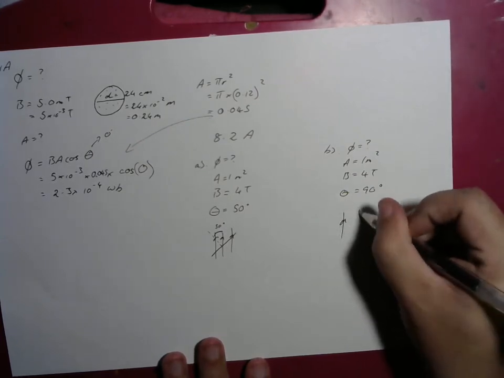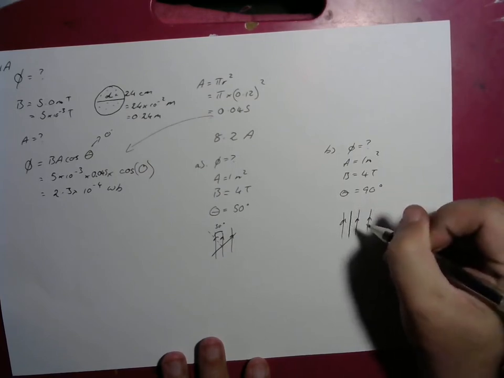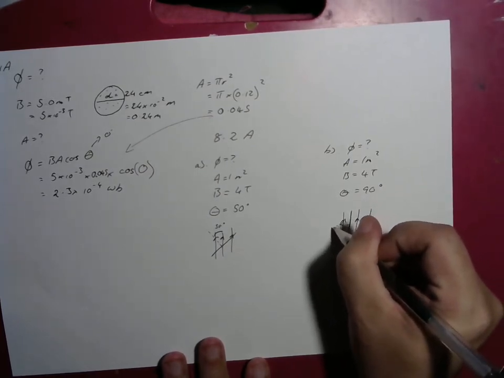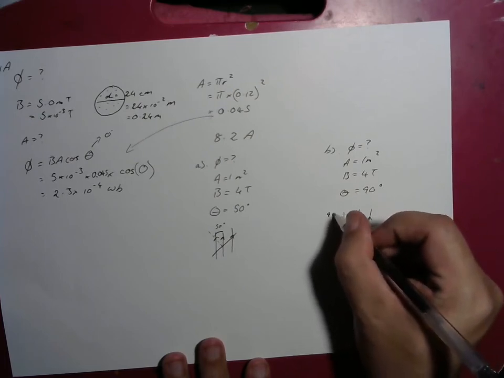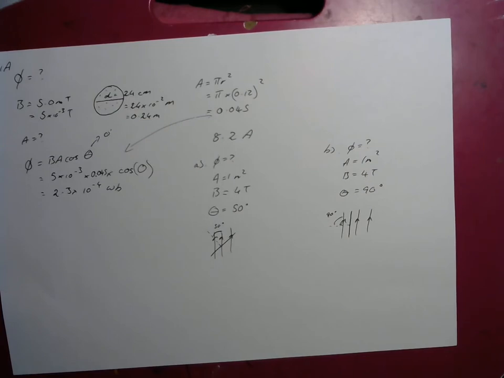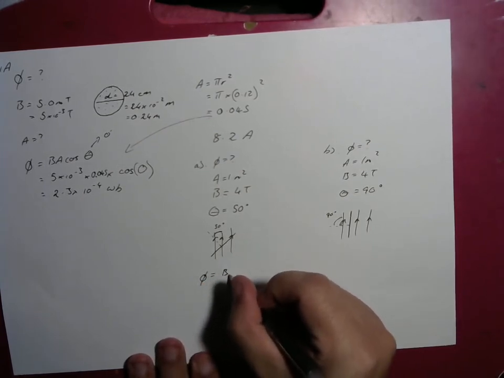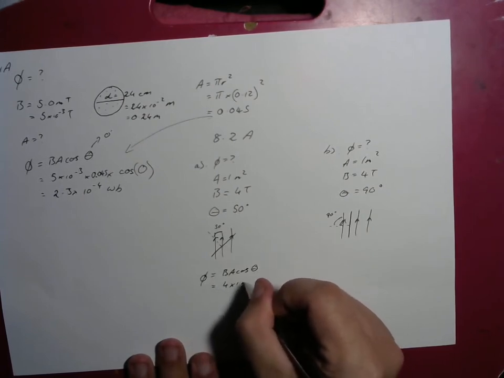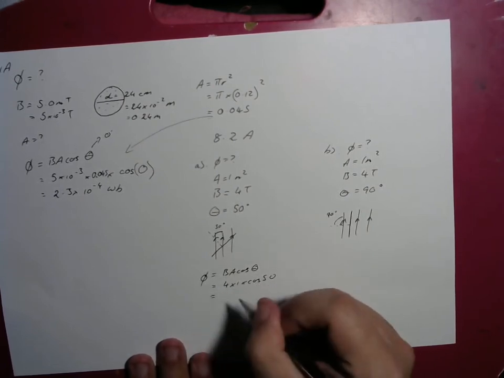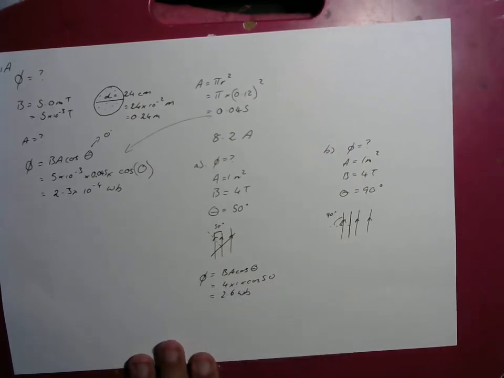Well, for this one here, our loop, okay, so there's our perpendicular vector. We can see here the perpendicular vector has an angle of 90 degrees with it. Probably should have drawn in a different colour just to make it clearer. Now, same formula, phi equals BA cosine theta equals 4 times 1 times the cosine of 50, and we get an answer of 2.6 Webers.